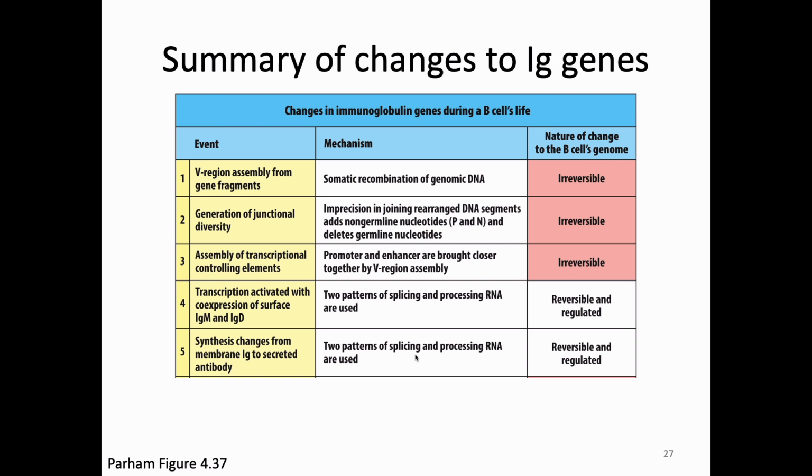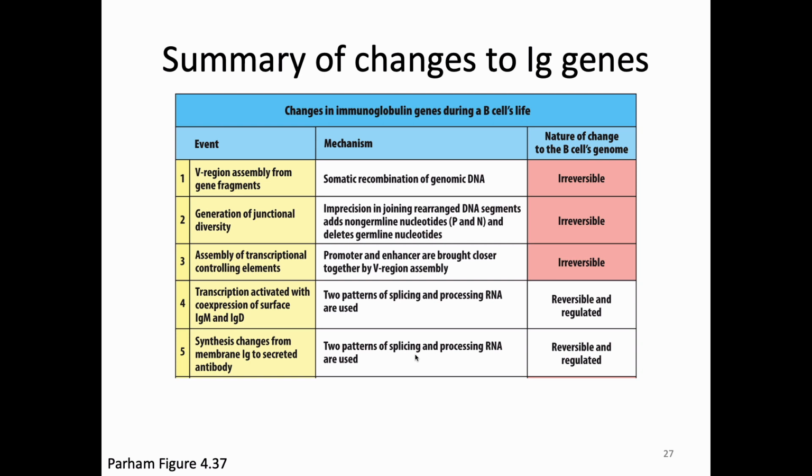When we're doing that adding and subtracting, or that cutting and pasting, we can add and subtract base pairs with junctional diversity. Again, this is happening to the DNA. We're adding and subtracting new base pairs to the DNA. This is also irreversible because we're changing the DNA.